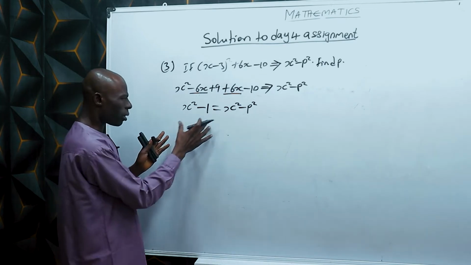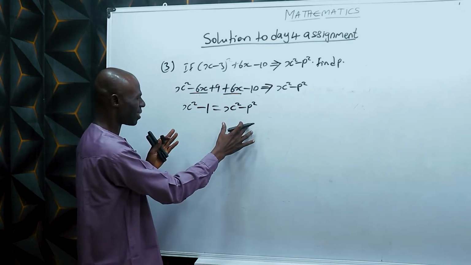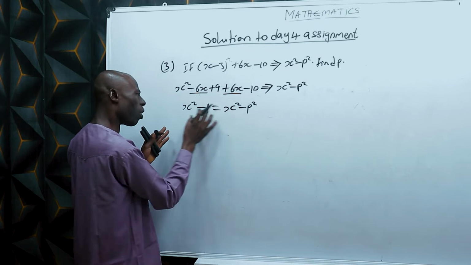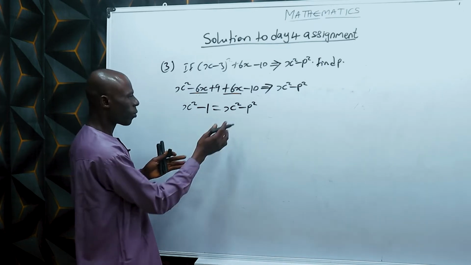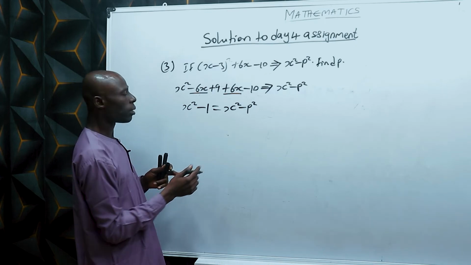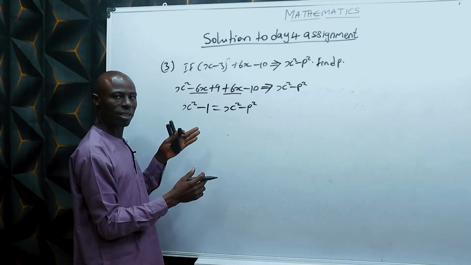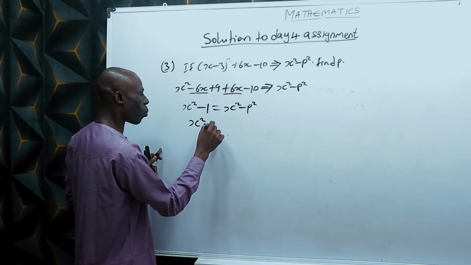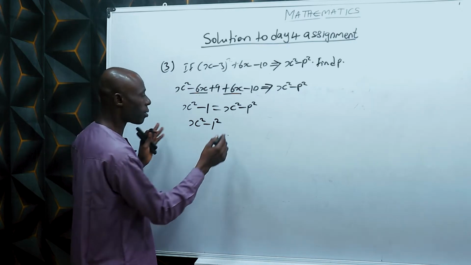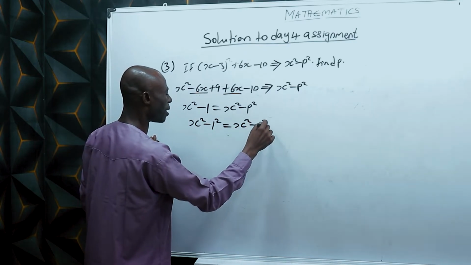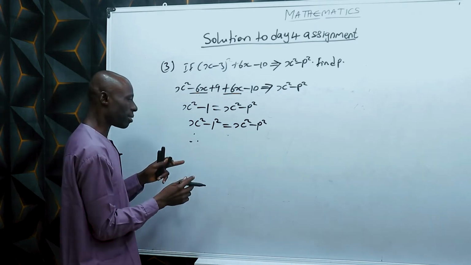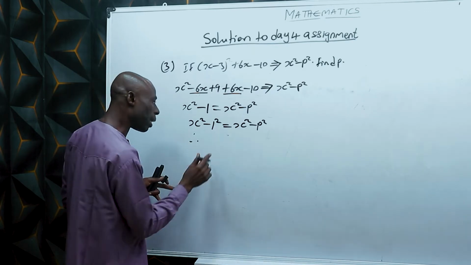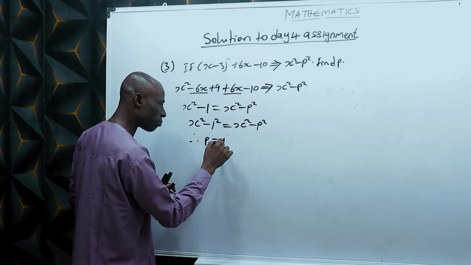Now, they are in the same format. How is this equal to this? How is this equivalent to this? And you want to find the value of p. Express this one: 1 definitely is a perfect square. Express it in degree 2. So you have x squared minus 1 squared, and 1 squared is still the same thing as the 1, equals x squared minus p squared. Definitely, by comparison, if this and this are equal, then p equals 1.